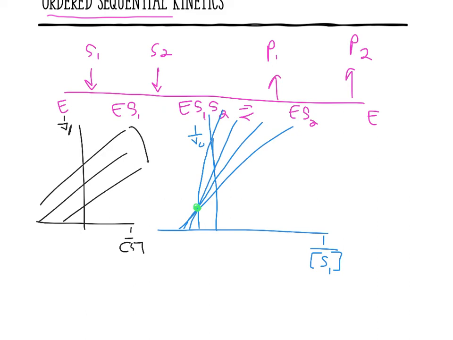And then again, as we went down here, this was increasing substrate concentration. The same thing is happening in ordered sequential as we go down the lines. That is increasing substrate 2 concentration. And when you look at this, as you increase substrate 2, Vmax is increasing, and then Km is decreasing. All of those things are good, better.